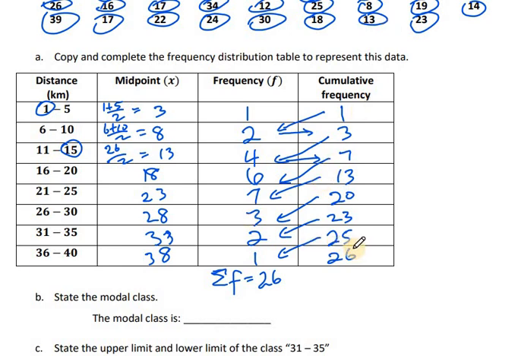What does 26 represent in the cumulative frequency column? It's telling us a distance of 1 to 40 kilometers. How many persons traveled a distance of 1 to 40? That's 26. So that's basically the idea. Okay, now, since we have completed the table, we'll go on.